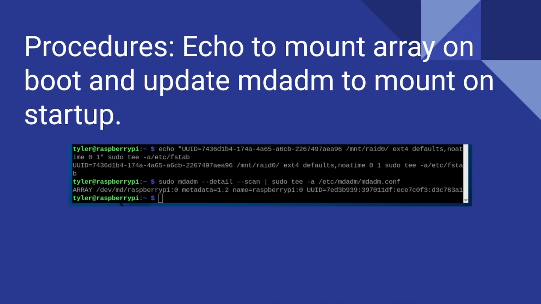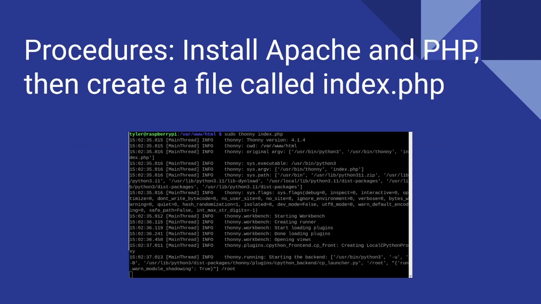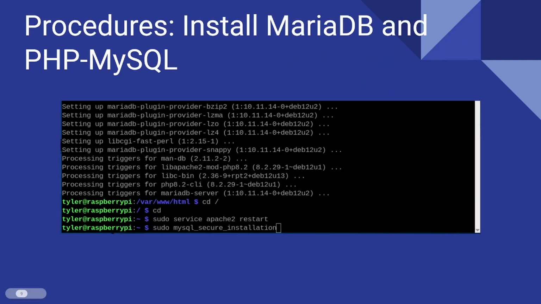After that, I used echo to make sure the RAID array would mount on every boot, and then I updated mdadm so that it would mount on startup. After that, I installed Apache and PHP and used PHP to create a file calling it index.php. After that, I installed MariaDB and PHP MySQL.